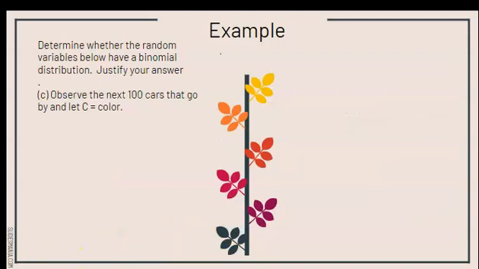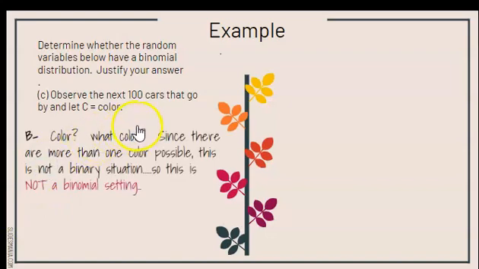All right, last one here. Observe the next 100 cars that go by, and let C equal the color. All right, so let's check. Is it binary? Is there a clear success or failure? Well, it says the success is color. Well, what color? Since there is more than one color possible, this is not binary. We don't have a clear distinction of what the success is. If it was a red car, great, that's a success. Anything else is a failure. But because we don't have a clear success, and there's more than one possible answer, this is not a binomial setting. So I've checked BINS, it's not binomial, I can't proceed with this problem.